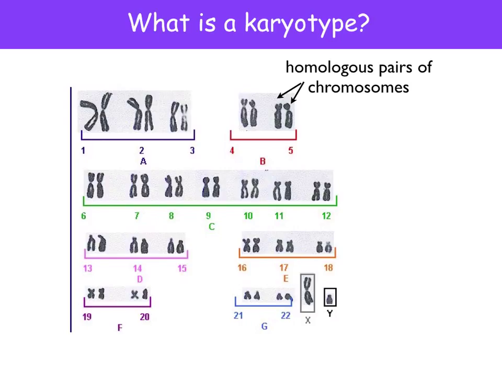There are 2 chromosomes that are the sex chromosomes. Can you guess which ones these are? Yes, the X and Y are the sex chromosomes, and all the other chromosomes are called the autosomes.